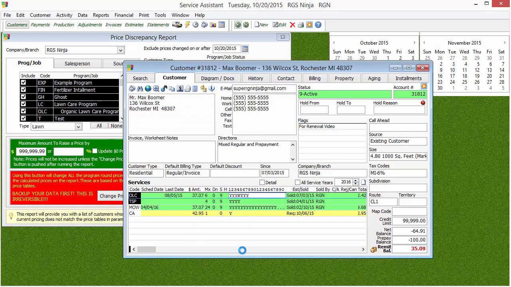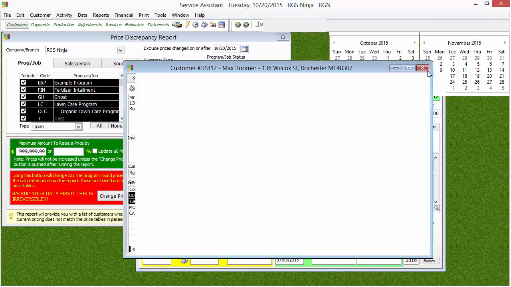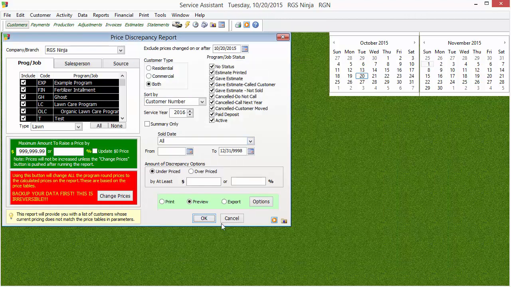There we go. That one did renew. And I think that one is price charted. So again, I'm going to go ahead and change this down to $35. And then save. And then close. And then we'll run that report. There we go.